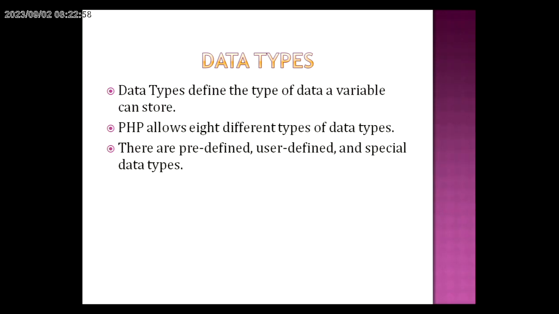So first, what is data? Data is a collection of information. Then type is nothing but the kind of the data. So data type defines the types of data a variable can store.